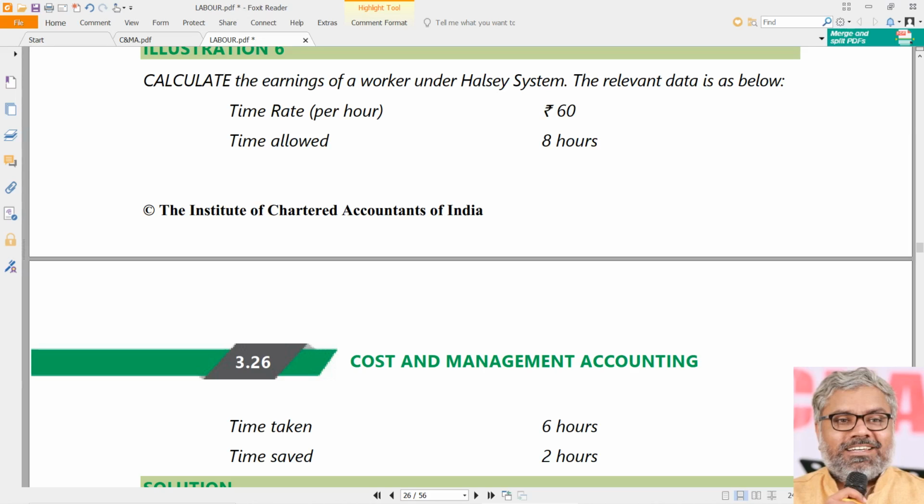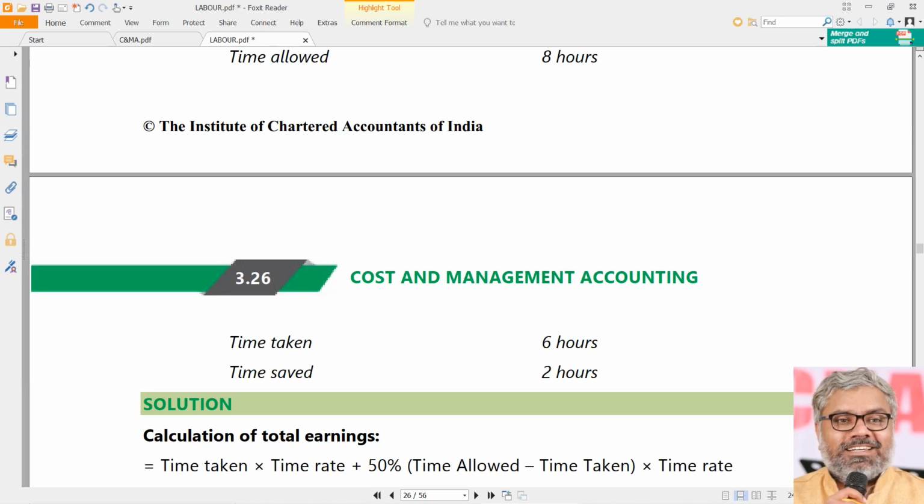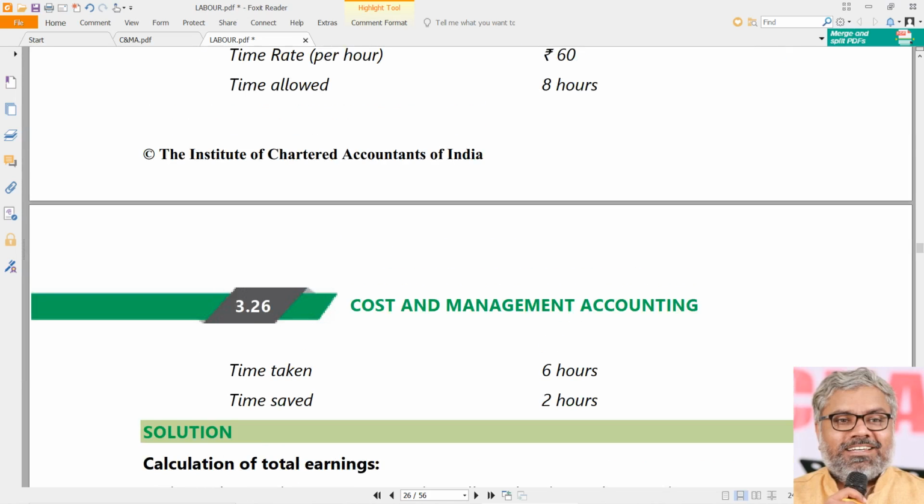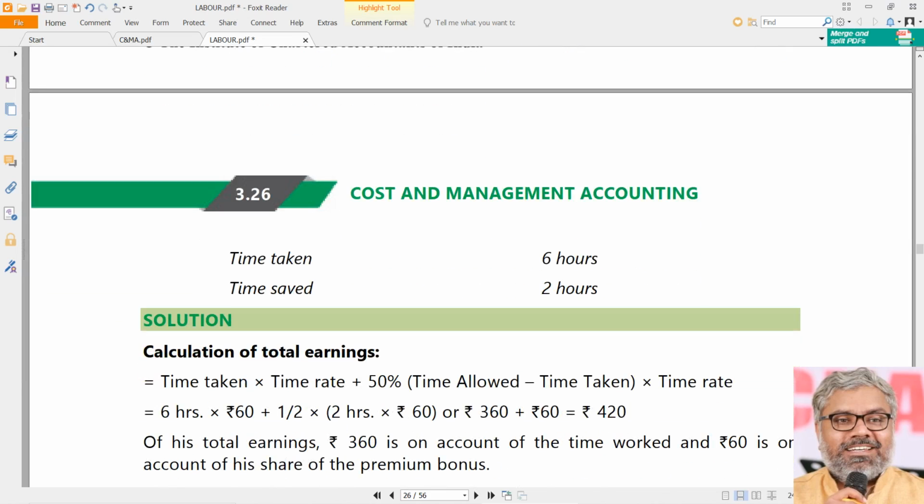Simple example is given. Calculate the earnings of a worker under Halsey plan. The relevant data is given. Time rate is per hour 60 rupees. So hourly rate payable to the worker is 60 rupees. Time allowed is 8 hours. Time taken is 6 hours only. Time saved should not be given, but anyway, it is also given. Time saved is 2 hours. Simply, what is the wages? One short calculation. Directly you can calculate.